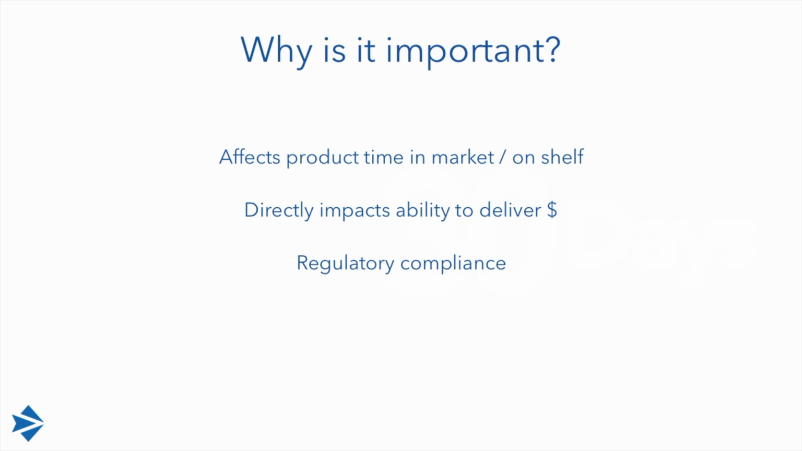So why is this important? It's product time in market. That's what's driving these dates, is getting your product out to market. So that's why it should be important. And if you can get something to market faster, then that's going to presumably deliver more value, more dollars to your company. And then the third one for the people in this audience really is the regulatory compliance component, making sure that you have your labels out into the marketplace that fully comply with all of the regulations that you need to deal with in every region and country in the world.